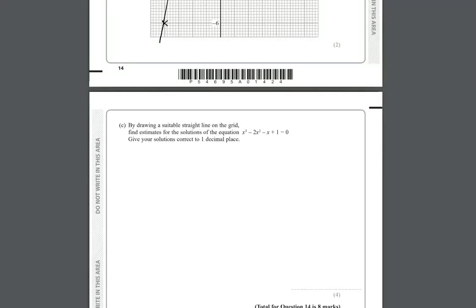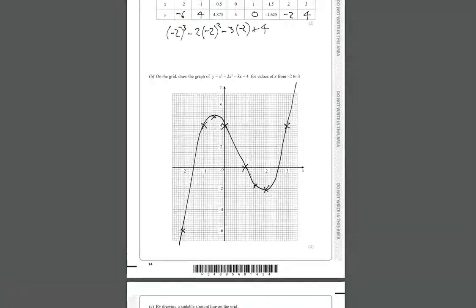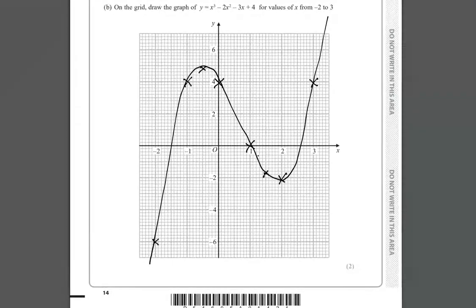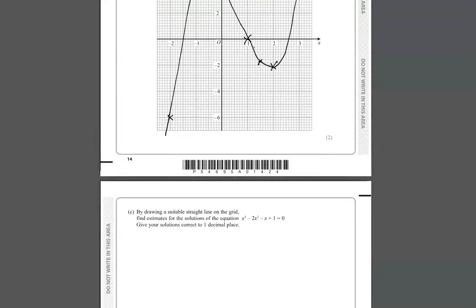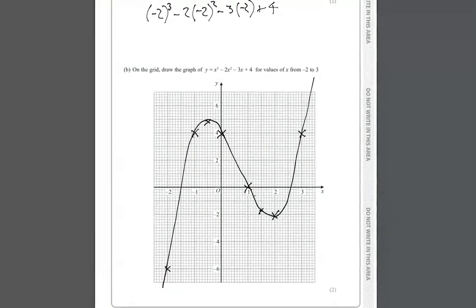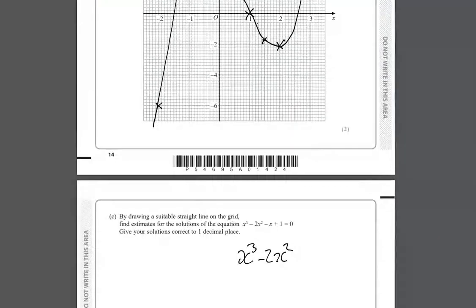By drawing a suitable straight line on the grid, find estimates for the solutions to this equation. Okay, so we've got to get solutions to that equation. We've plotted x cubed minus 2x squared minus 3x plus 4. So let's just write this down here. x cubed minus 2x squared minus 3x plus 4.